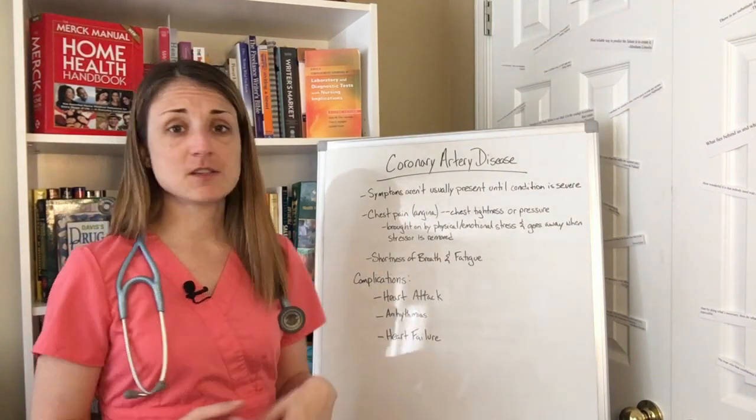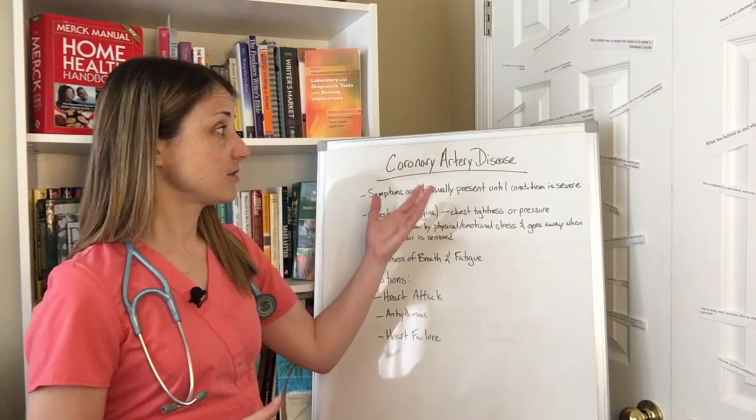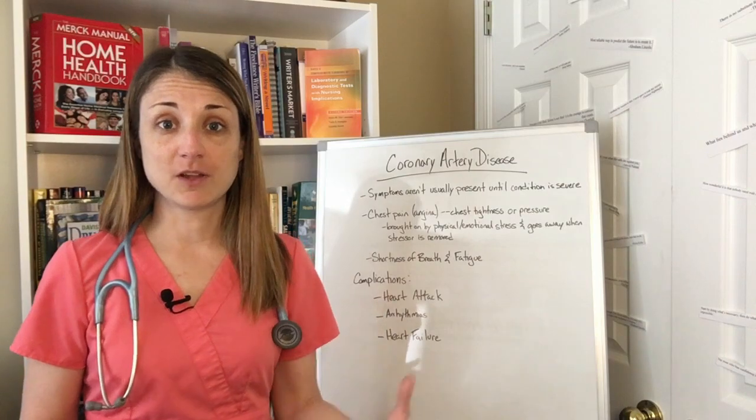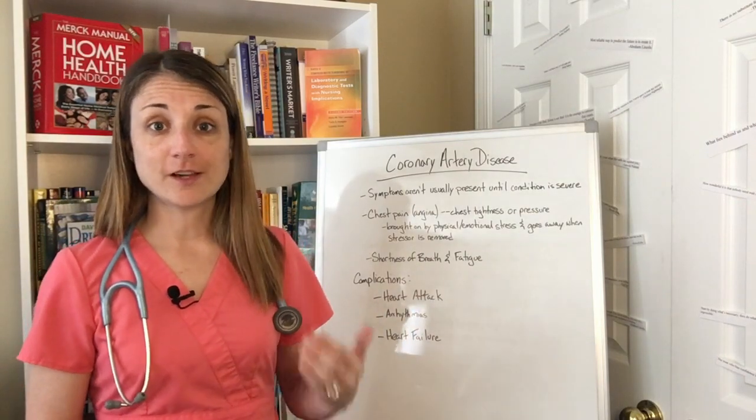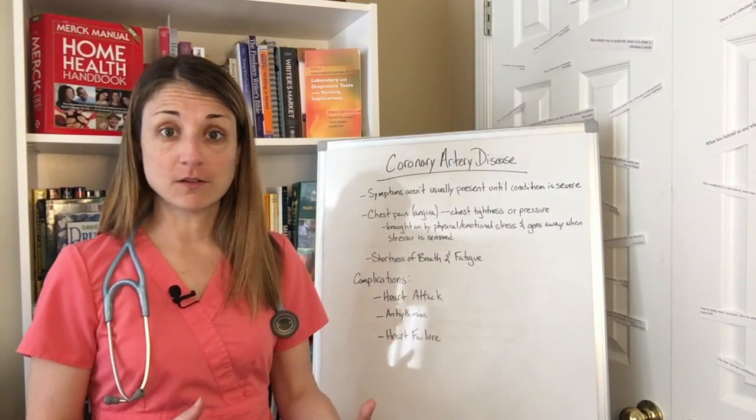With arrhythmias, this is an irregular heart rhythm. And this can be triggered due to the fact that obviously your coronary artery disease is impacting blood flow, which therefore impacts the electrical signals of your heart, and then can result in them beating irregularly.